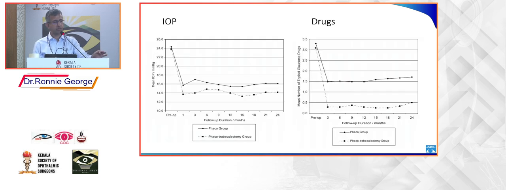So when you look at the intraocular pressure, definitely IOP levels were better in the phacotrabeculectomy group. The number of drugs required post-op was also better in the phacotrabeculectomy group.